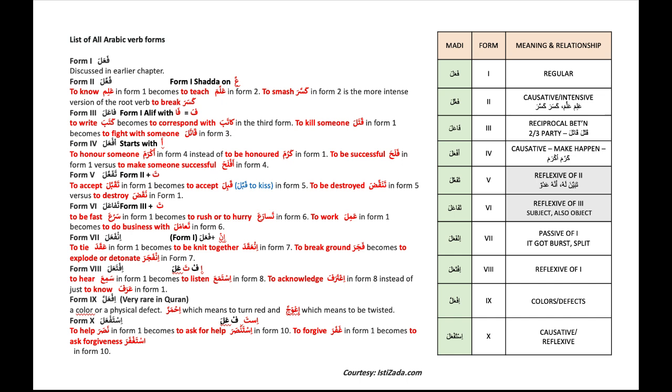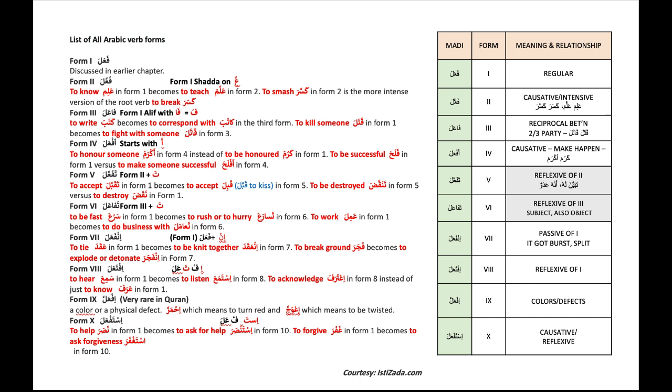Form 5, tafa'ala. So it's form 2 plus ta added. The word qabila means to accept, to do qabul. But in form 5, taqabbala means also to accept. Naqada means to destroy something. But tanaqqada means to be destroyed, himself or herself or itself. Can you see the meaning? Naqada means to destroy something. Tanaqqada means it itself gets destroyed.